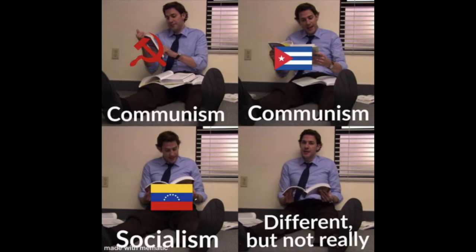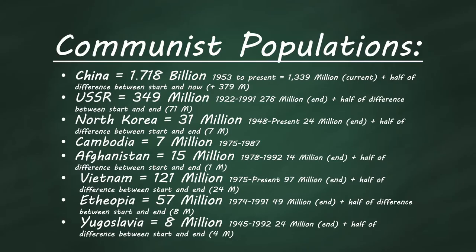Also, detractors might try to pull a no true Scotsman fallacy and try to exclude some or all of these countries from the umbrella of communism. But the original argument literally lumps everything that isn't communism under the umbrella of capitalism, so I think I should have the same wiggle room. Here's a summary of the communist populations I came up with.